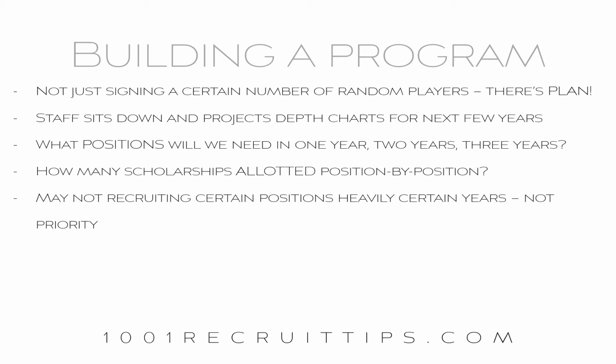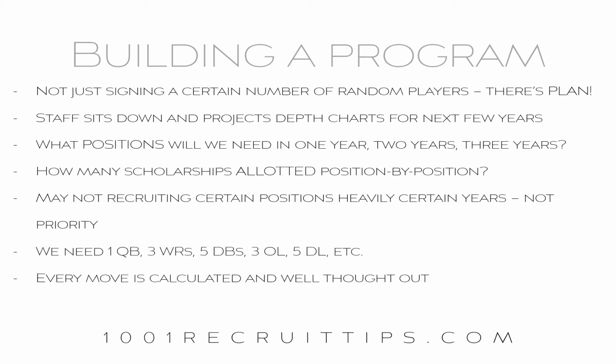And as a recruit, the program may not be recruiting certain positions heavily certain years because it's just not a priority. If they have 3 or 4 running backs returning, they're not going to sign several more the next year. They may focus more on quarterbacks or receivers, what they have more of a need for. For example, for football, they may say we need 1 quarterback, 3 wide receivers, 5 DBs, 3 offensive linemen, 5 defensive linemen. Every move is calculated and well thought out.